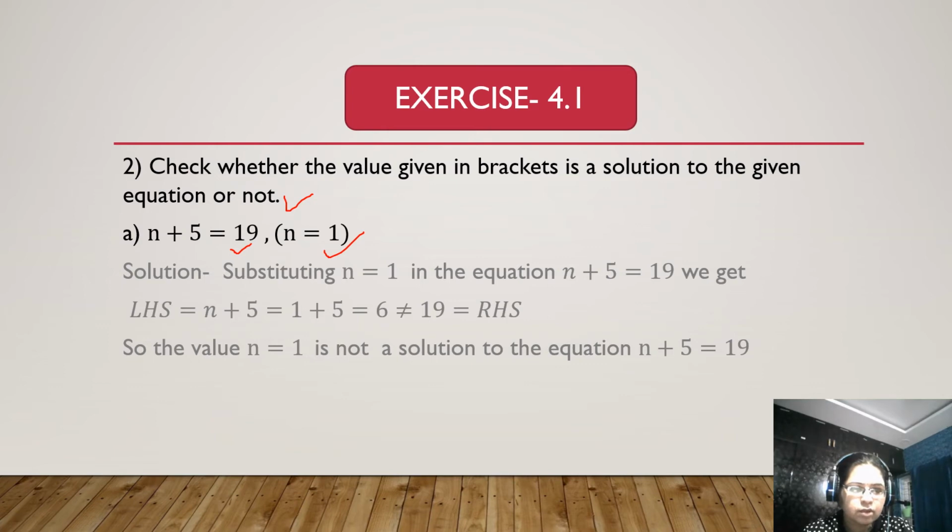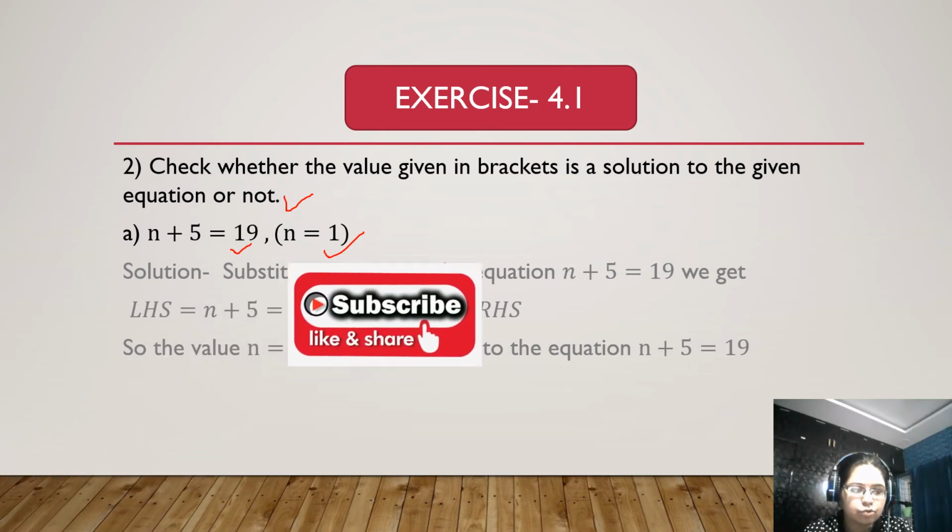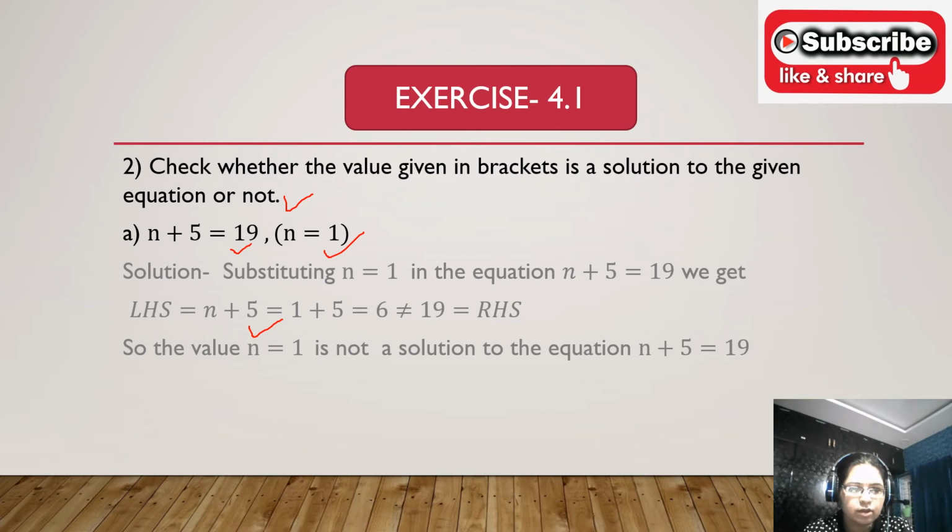The left hand side is n plus 5, so substitute the value of the variable, that is n equal to 1. So n plus 5 becomes 1 plus 5 equal to 6, and 6 is not equal to 19, that is the right hand side. 19 is the right hand side, so the value of n plus 5 is 6 and 6 is not equal to the right hand side. So the value of n equal to 1 is not a solution for the equation n plus 5 equal to 19.